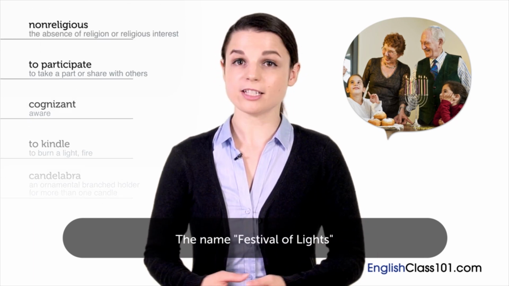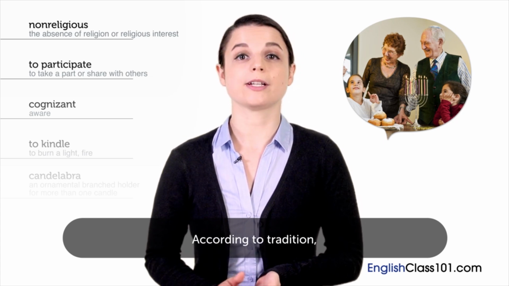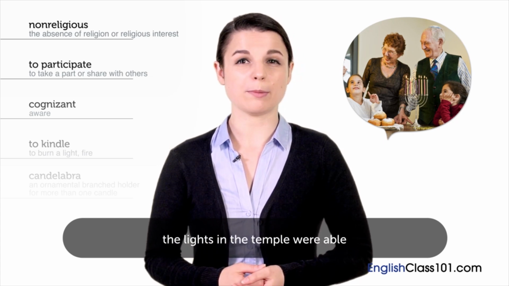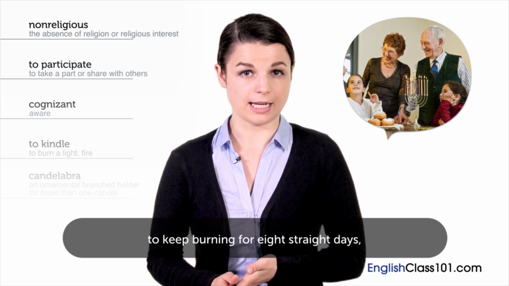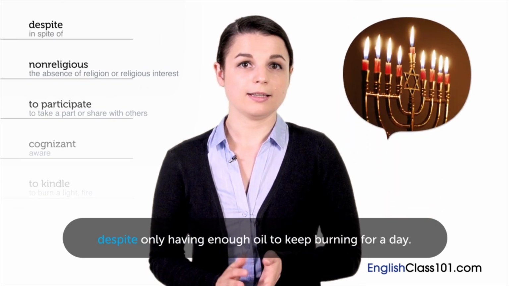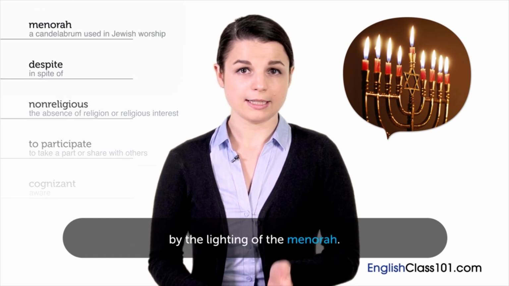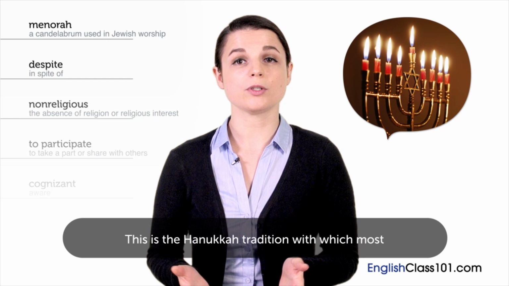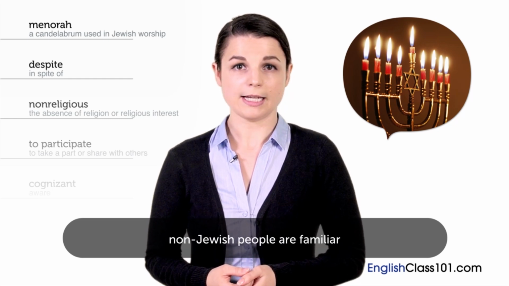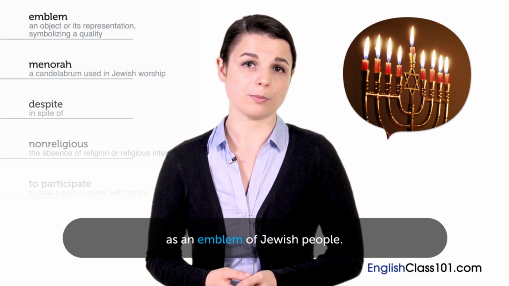The name Festival of Lights comes from the story behind Hanukkah. According to tradition, the lights in the temple were able to keep burning for 8 straight days, despite only having enough oil to keep burning for 1 day. This tradition is remembered today by the lighting of the menorah. This is the Hanukkah tradition with which most non-Jewish people are familiar, and the menorah is widely known in the United States as an emblem of Jewish people.